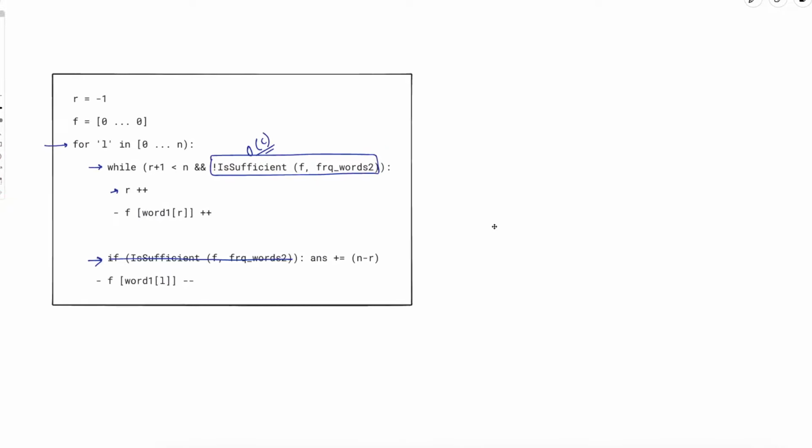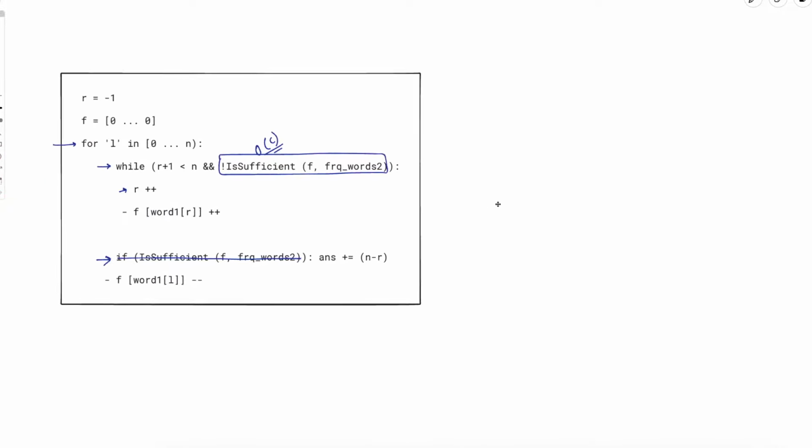So hope you thought about it. Note that if you want to remove this IsSufficient, what you are saying is, I will not iterate over every character and still be able to answer whether we have sufficient characters or not. And that is possible because only one character is changing, right? At every iteration, just one character is changing.